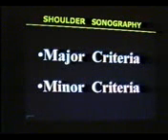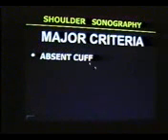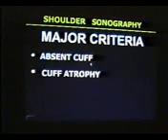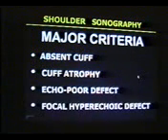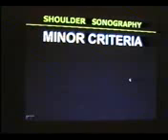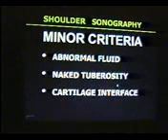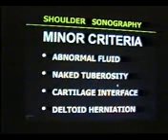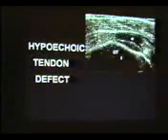There are two criteria for sonography of the shoulder: major criteria and minor criteria. The major criteria include whether the cuff is absent or present, cuff atrophy, echo poor defects, and focal hyperechoic defects. Whereas minor criteria include abnormal fluid, naked tuberosity, cartilage interface, and deltoid herniation. For major criteria, absent cuff and echo poor defect are more important.